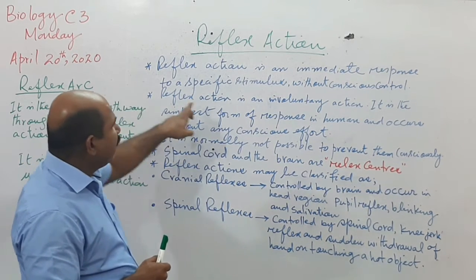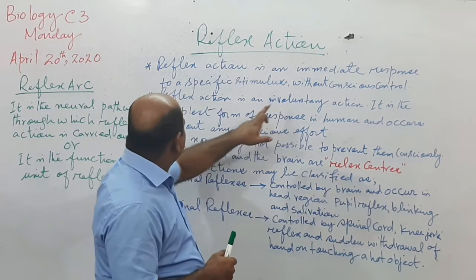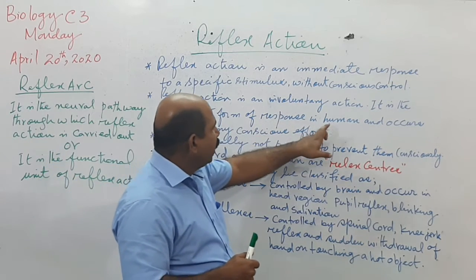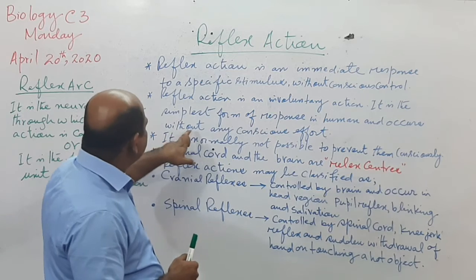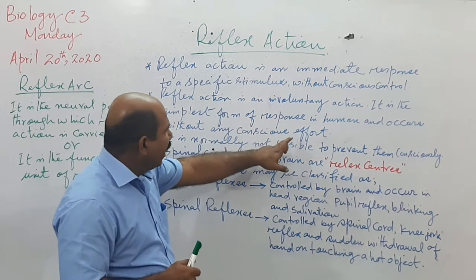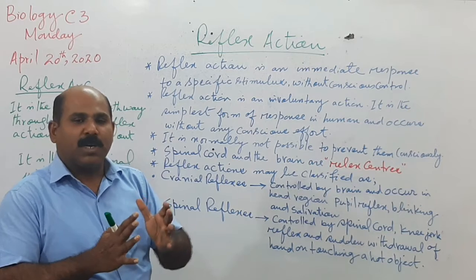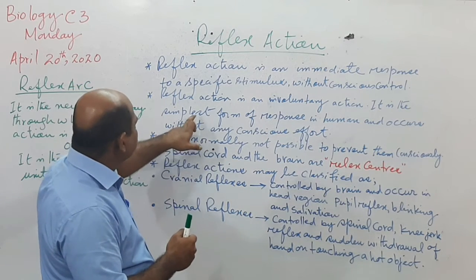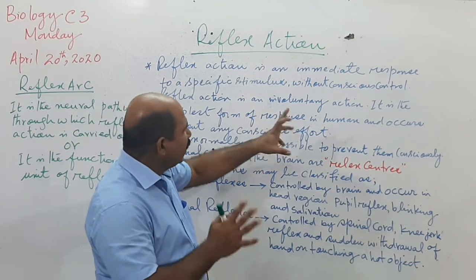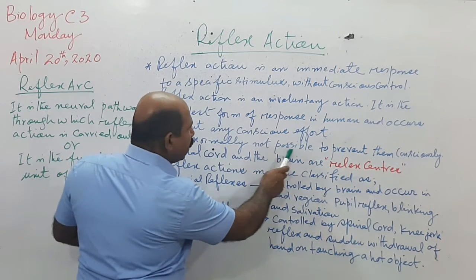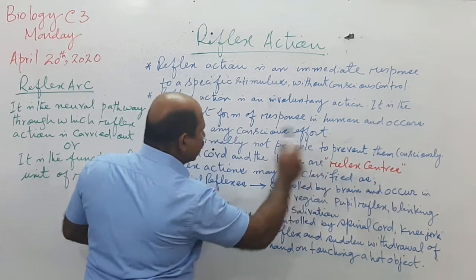Reflex action is an involuntary action. It is the simplest form of response in humans and occurs without any conscious effort. So there is no involvement of the brain in this one, and that's why it's the simplest form of response. It is normally not possible to prevent them consciously.